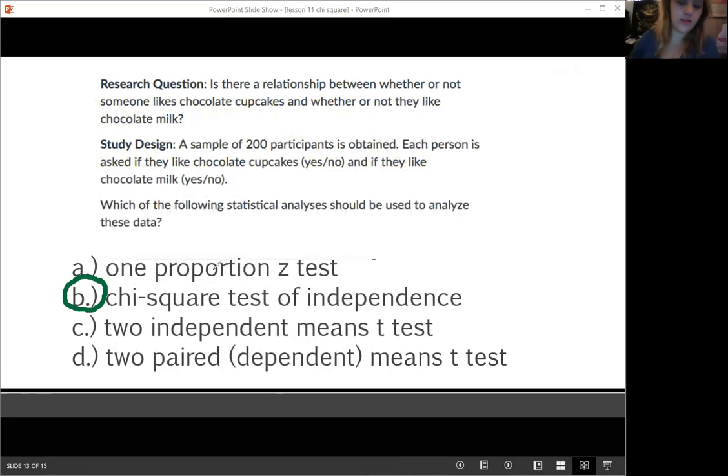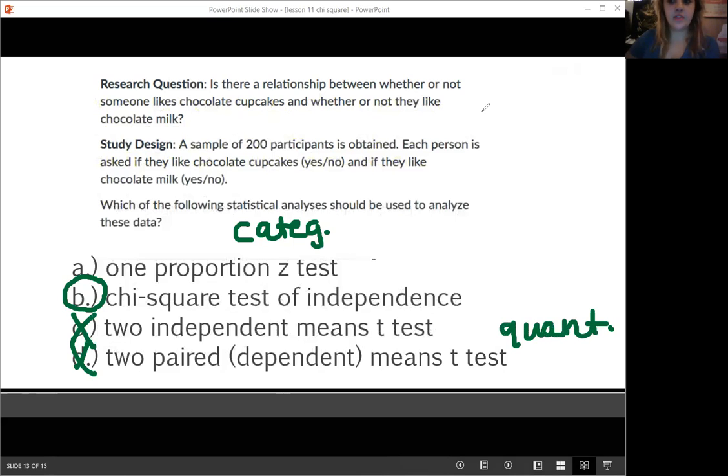What a surprise, because we're talking about chi-square tests. But it's just to kind of understand why we would do that. In this case, remember, we are talking about categorical variables. So we know it can't be C or D, because those are talking about means, which is for quantitative variables. So we know it has to be A or B.